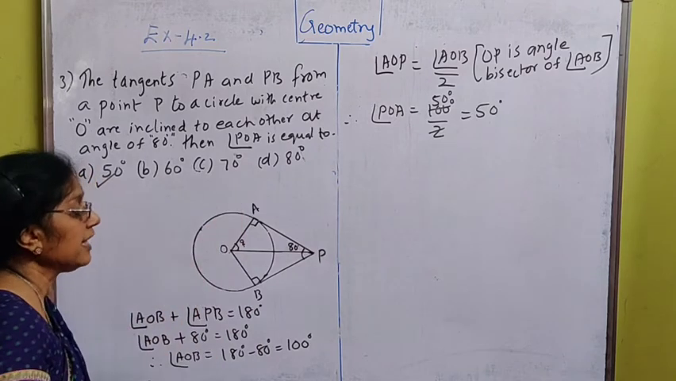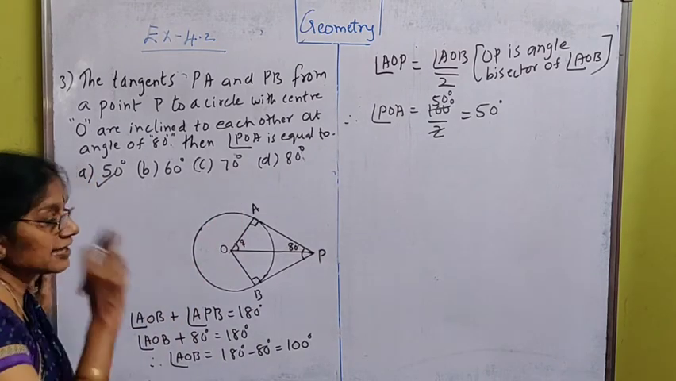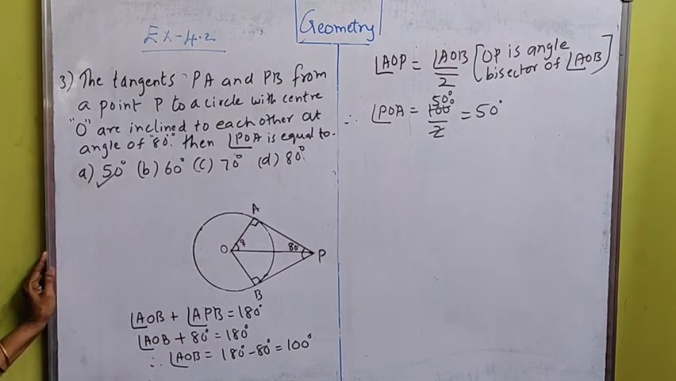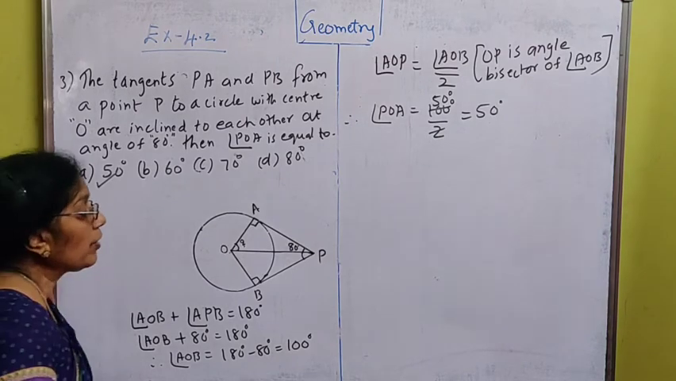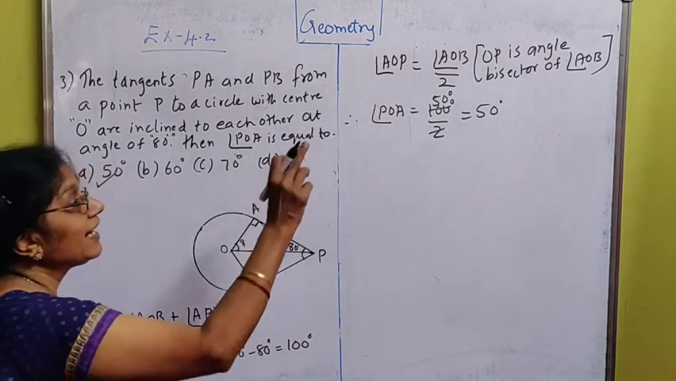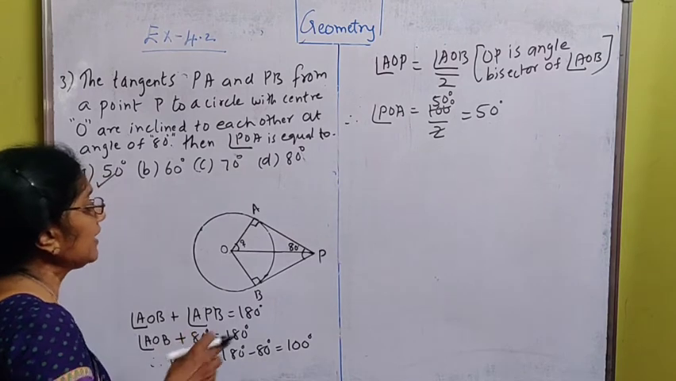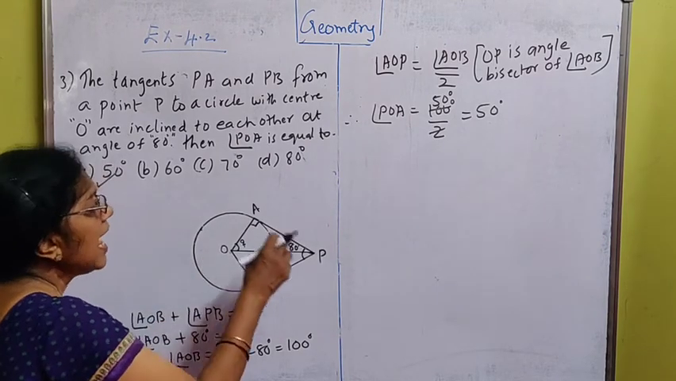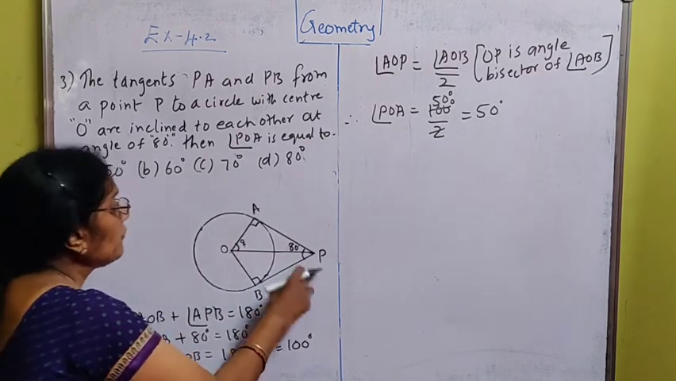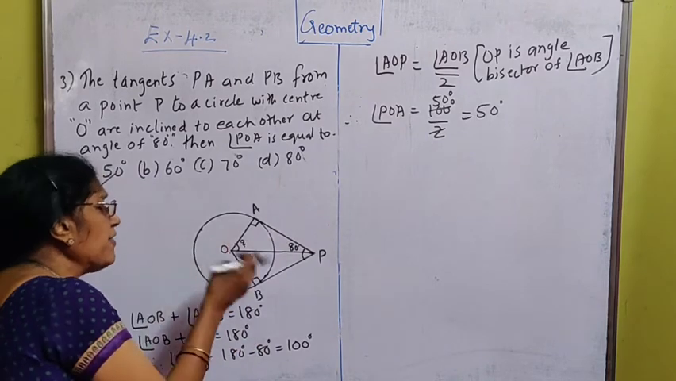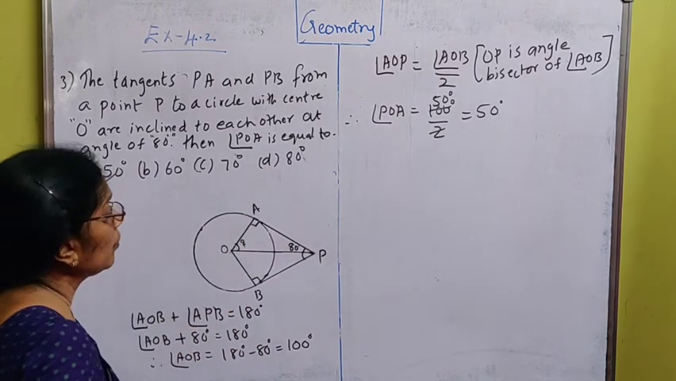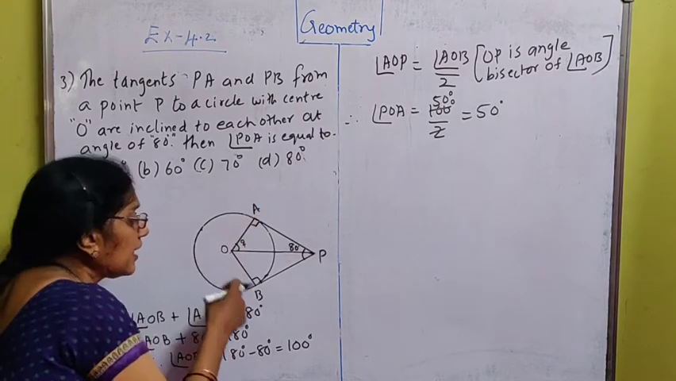It is one and the same. In a note, after explaining theorem 4.2, I told you that OP is an angle bisector, which will bisect angle O into equal parts and angle P also into equal parts. So if you get angle O, then half of angle O will become angle POA. So first let us find out what is angle AOB.